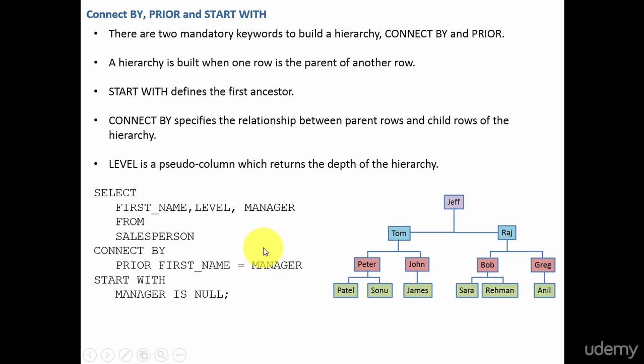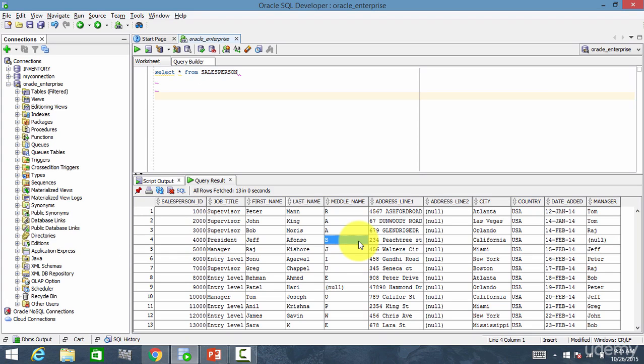Now let's understand about this query by understanding the data. This is the salesperson table and I have about 13 rows. We know whenever we have to query the hierarchical data, there should be a parent and child relationship, right? So here the parent child relationship is formed between the first name and the manager. You see, for Peter, John, Tom is the manager. So let me sort by manager, so order by manager.